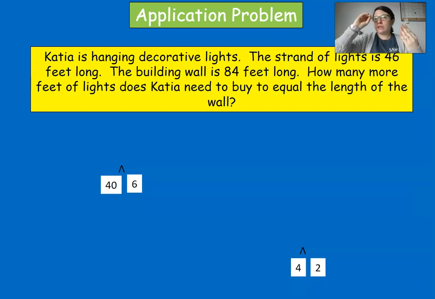What I want you to do is pause and try and solve. You can see on my screen here, we have some number bonds. If you want to solve it with number bonds, you're more than welcome to. But if you have a different way of solving, solve it whatever way makes sense to you. I want you to try it though. How many more feet of lights do we need to make the lights equal the wall? So pause and solve. Come back when you're done.